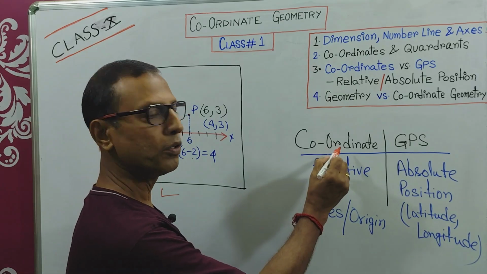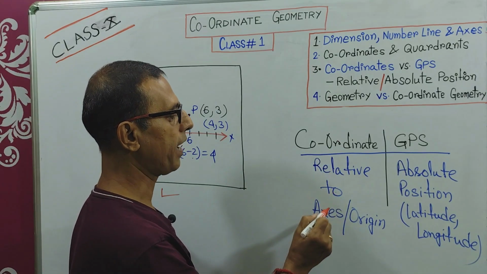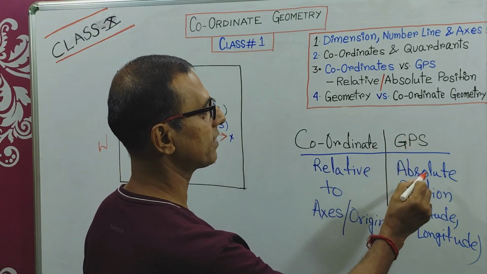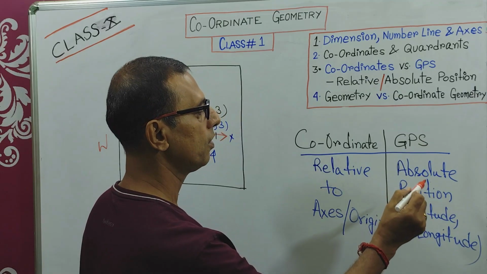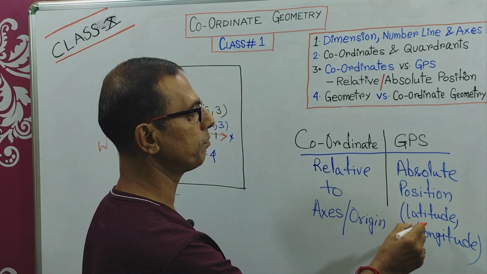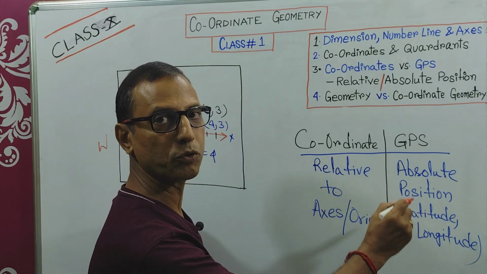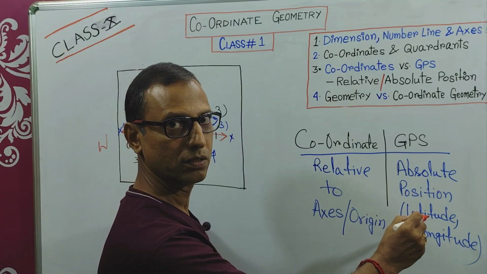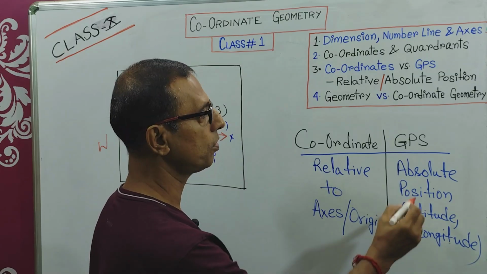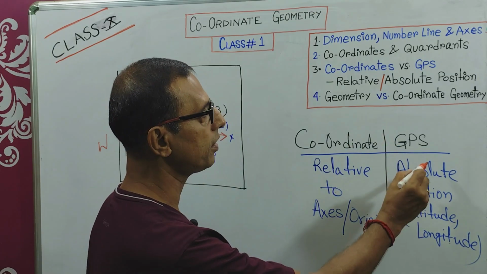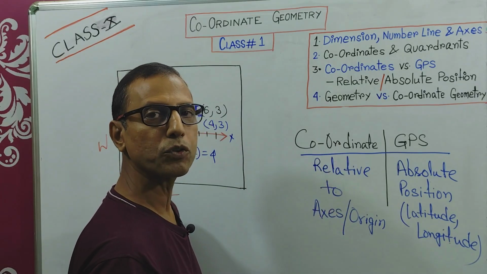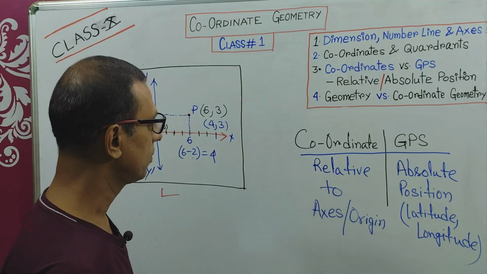So coordinates are relative to the position of axis and origin, but GPS is an absolute position, defined by latitude and longitude, with respect to the position of the center of Earth. That is the origin considered. So that is not changeable, right? So if the origin is not changing, then the position is absolute. Since in coordinates the origin may change, therefore it's a relative position with respect to the origin, right?